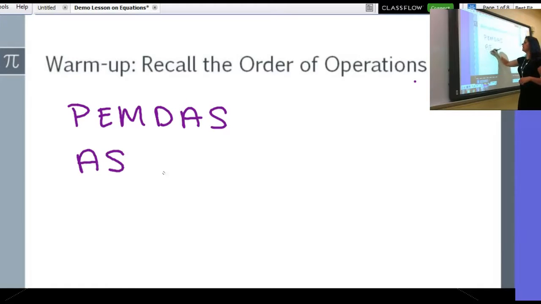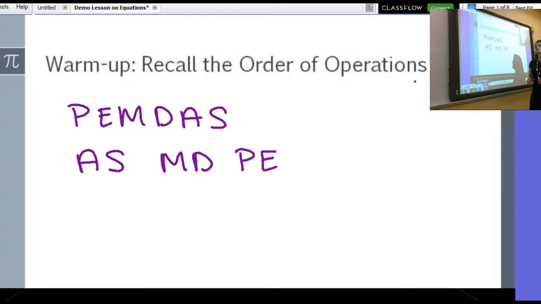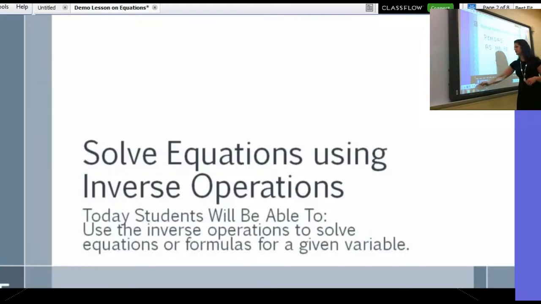So we have as the MD took PE, and we're going to group them together, where addition and subtraction are inverses of each other, and multiplication and division are inverses of each other. So we have as the MD took PE. And we're going to use those operations to solve equations. So we're going to use inverse operations to solve equations for a variable that we do not know a value for.